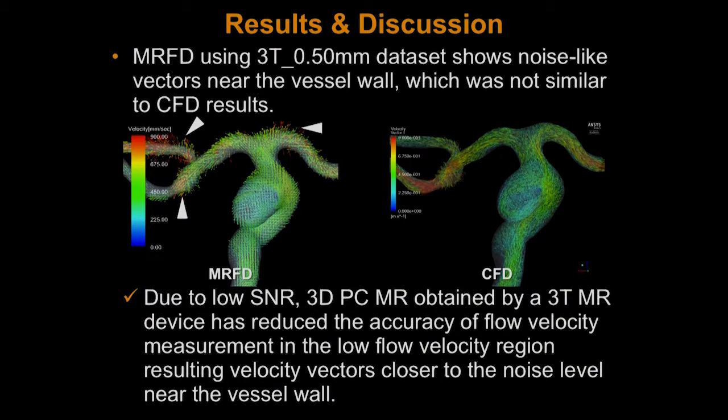Why? We thought that due to low SNR, 3D PC MR obtained by a 3T MR device has reduced the accuracy of flow velocity measurement in the low flow velocity region, resulting in velocity vectors closer to the noise level near the vessel wall.